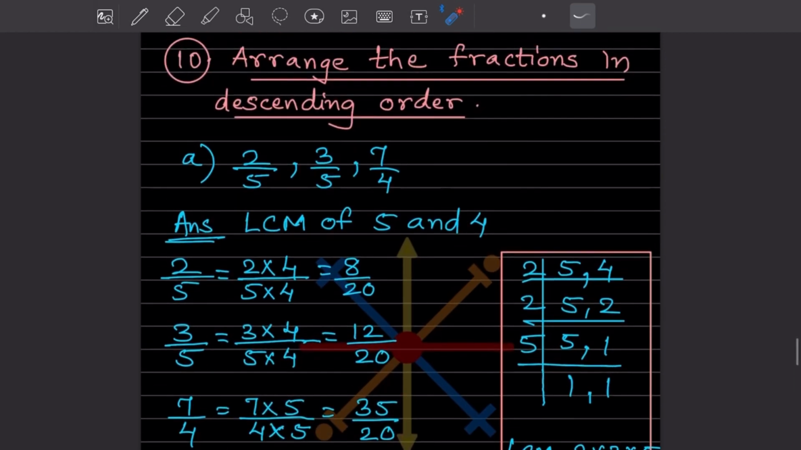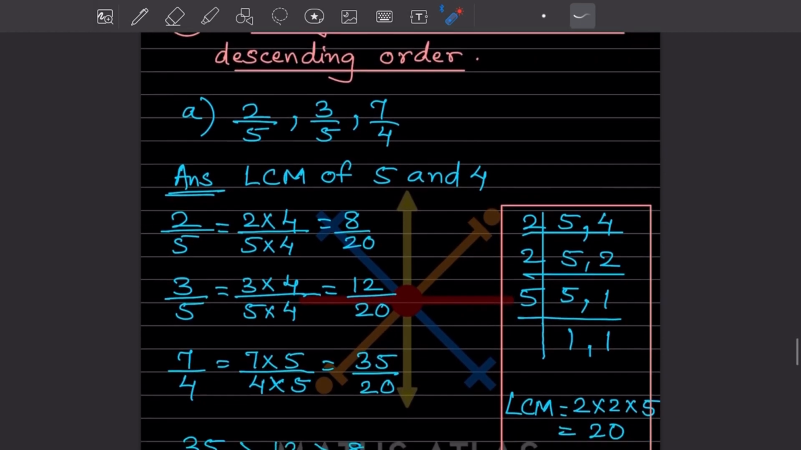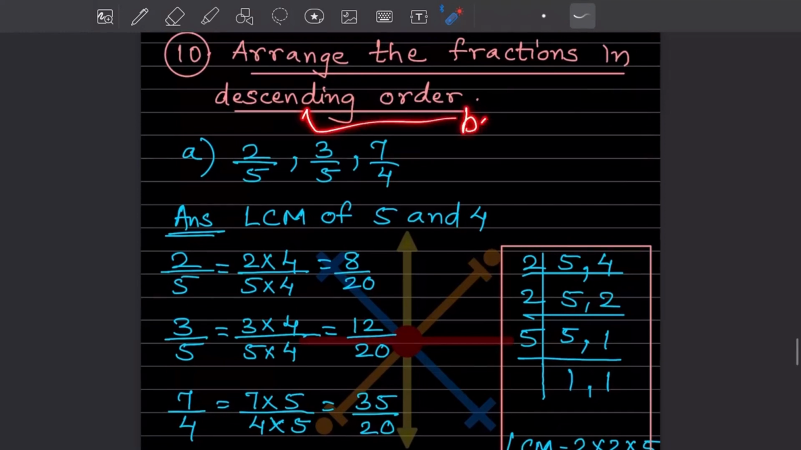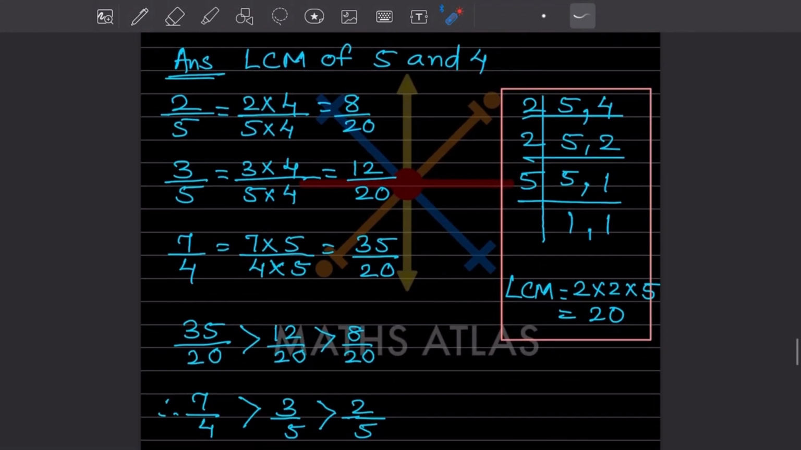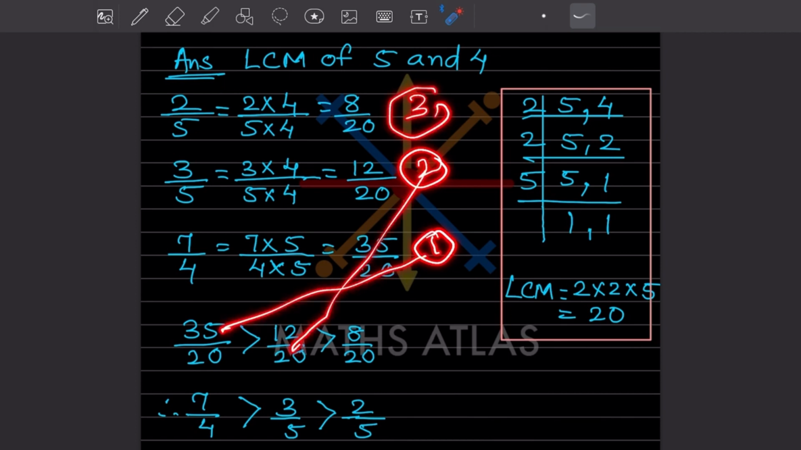Now let us see descending. We are looking at the descending order, which means from big to small number. Descending means big to small. So which is the big number over here? This will be the first one, this is going to be the second one, and this is going to be the third one. Look here, I wrote the same thing over here, second and third.